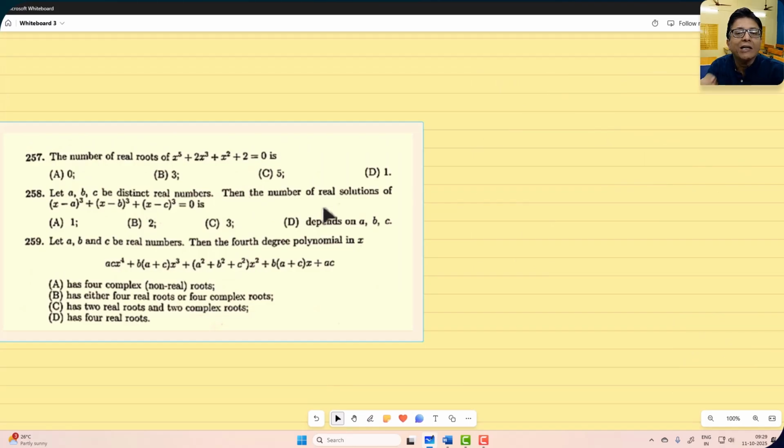For 258, a, b, c are distinct real numbers. Then the number of real solutions of the equation, which is a cubic equation. Brilliant question here. But the concept we have already done. For algebraic equations or polynomial equations, the real roots of f(x) are separated by real roots of f dash x. Rolle's theorem, Newton's formula, Newton's theorem, all these have been explained.